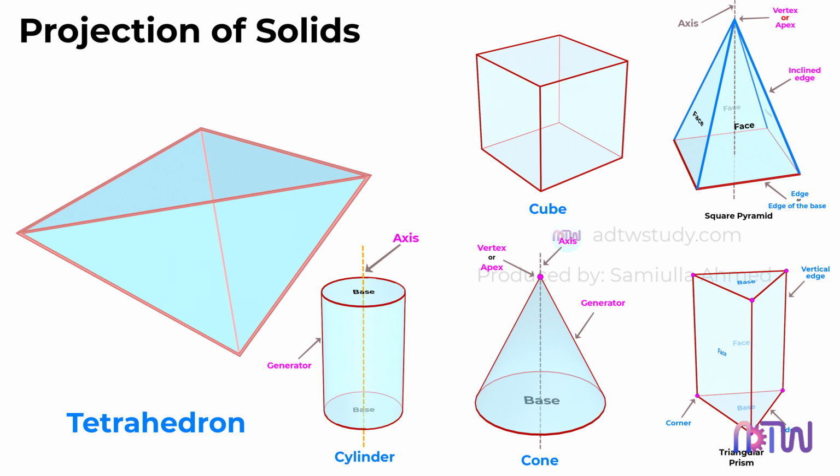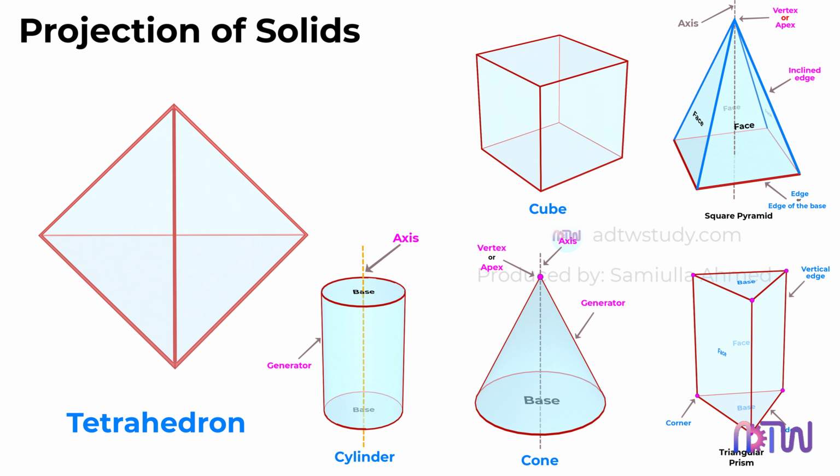Lastly, we have the tetrahedron. A tetrahedron is a 4-faced geometric solid with a triangular base, and a pointy top called the apex, and all of its faces are triangular. It has 6 edges connecting its 4 vertices, making it a fundamental shape in geometry and engineering.